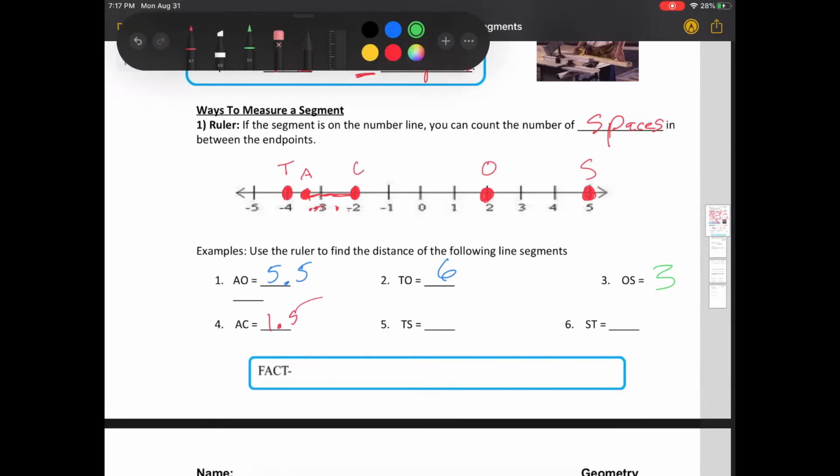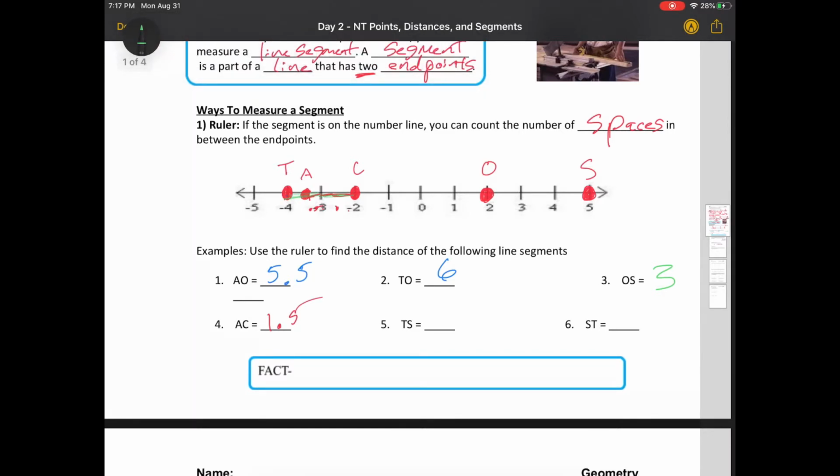Now let's look at T to S. T to S, 1, 2, 3, 4, 5, 6, 7, 8, 9. S to T, that would be the same exact thing. We're just going in the other direction. We're just saying one endpoint first. So we did T to S. S to T is still the same distance.